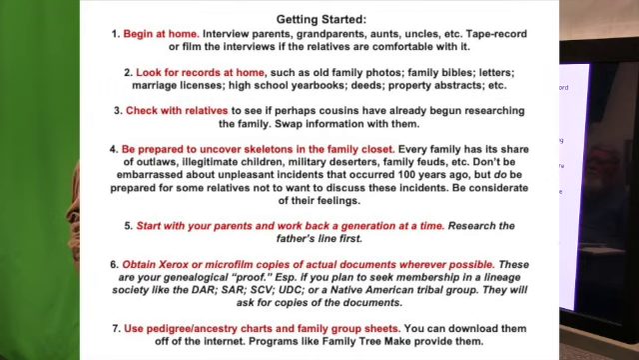And number 4, it happens to all of us sooner or later. Be prepared to uncover skeletons in the family closet. Every family has its share of outlaws, illegitimate children, military deserters, and family feuds. So don't let this throw you. If you shake your family tree hard enough, long enough, rotten fruit will fall out somewhere. So don't be embarrassed about something that happened 100 years ago. You weren't there. It's not your fault.